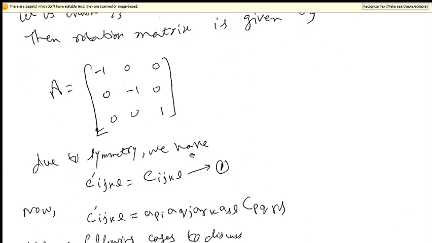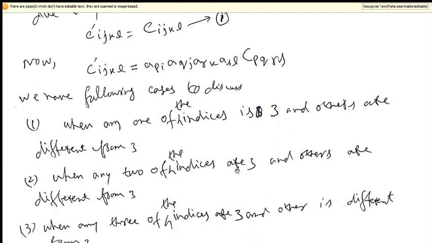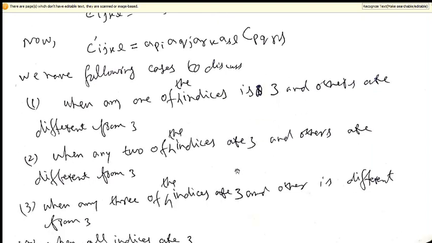Now we know that we have symmetry, so it means that C dash ijkl will be equal to C ijkl. This is equation number 1. Now this is our transformation law. Now we have the following 5 cases.